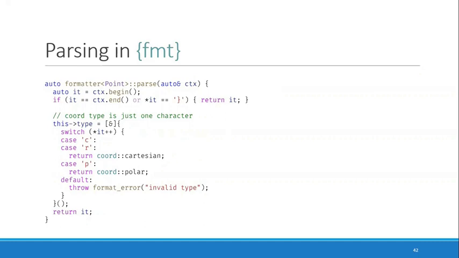So at this point, we've gone one character past, we've consumed the first character. So if there was another character there in that specifier, then we're not returning an iterator to the close brace, so the library is going to reject it. So this is all that we have to do. We just have to consume our one character.